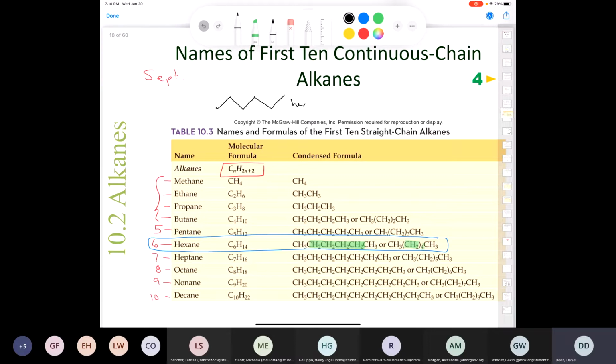Now you might be wondering, why did you go up like that, Mr. Dion? Could you have gone down? Could you have drawn it like this? 1, 2, 3, 4, 5, 6. The answer is absolutely yes.